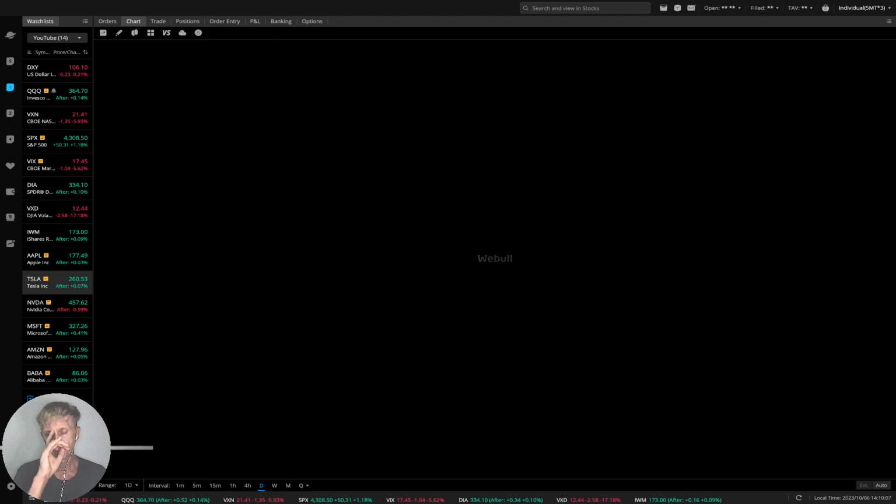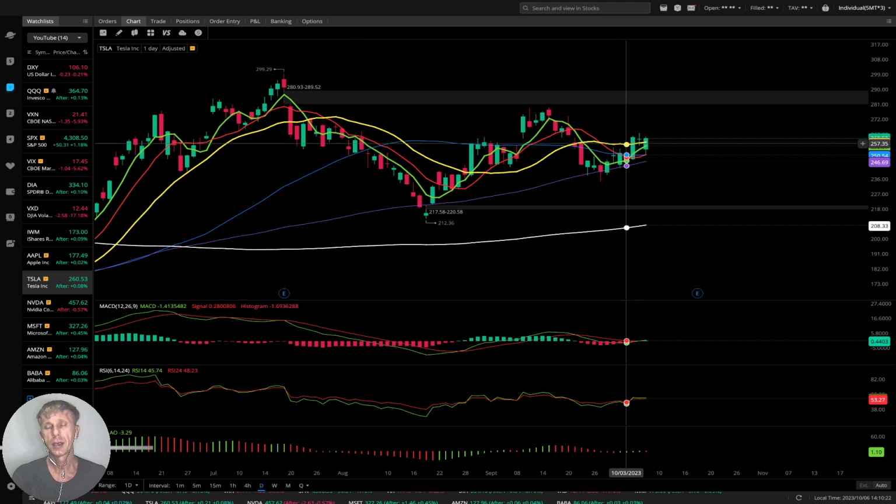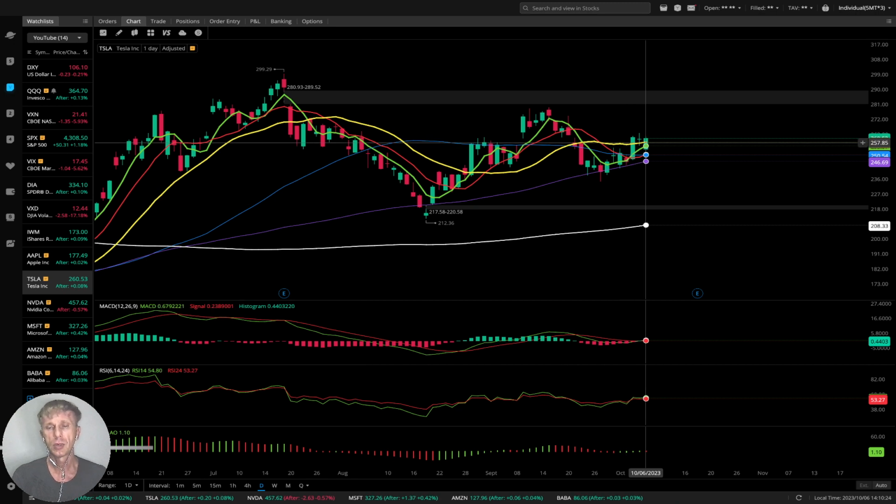Tesla, daily time frame. MA5 did bullish crossover over 10 and is ready for over 20. It is very positive bullish, right? On daily time frame, Tesla is bullish. It stopped at MA20. MA20 can be strong resistance. We'll see.